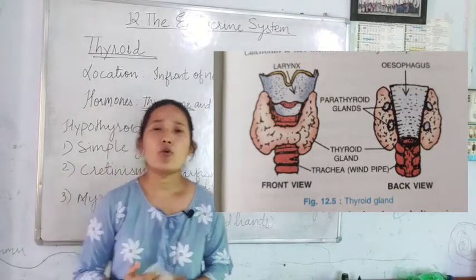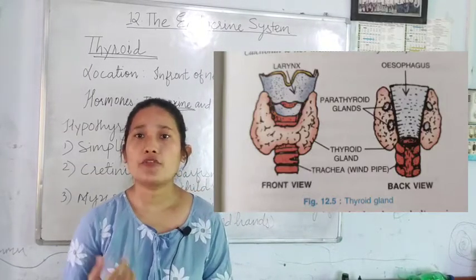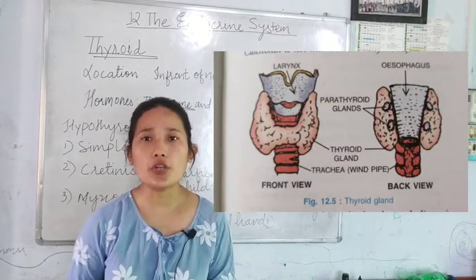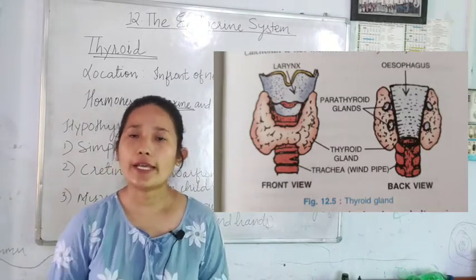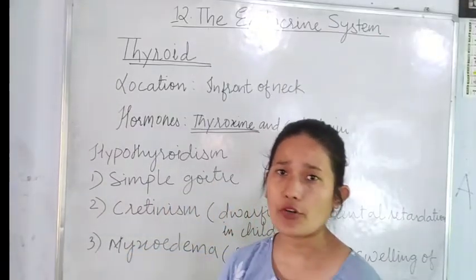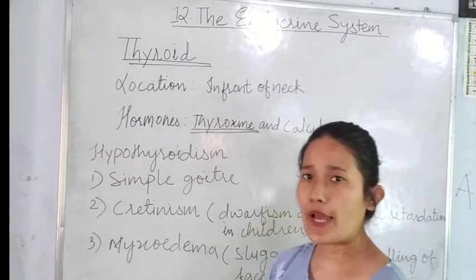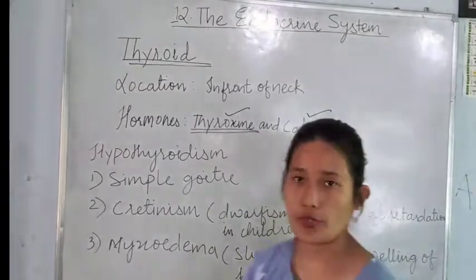Okay, now where is it present? It is obviously present in your neck region, in front of your neck, just below your larynx. That means just below your voice box you have thyroid gland. Okay, now what are the hormones secreted by thyroid gland? The hormones secreted by your thyroid gland are your thyroxine and calcitonin.